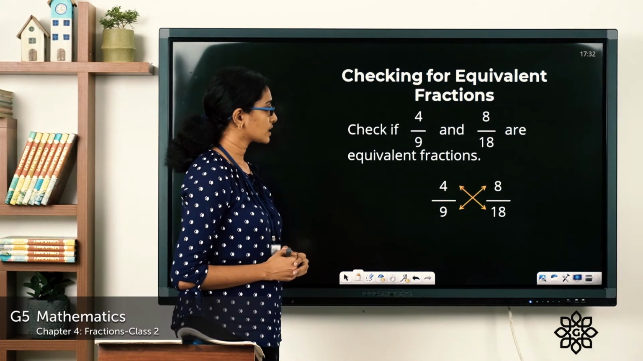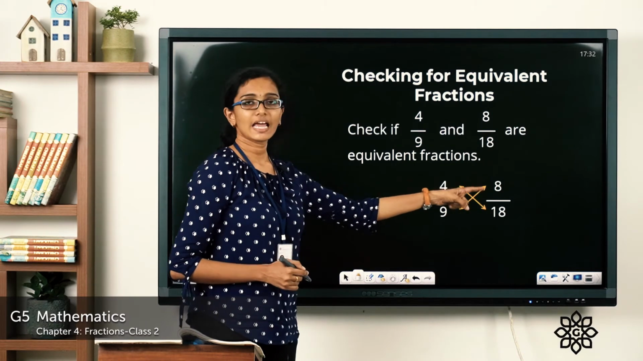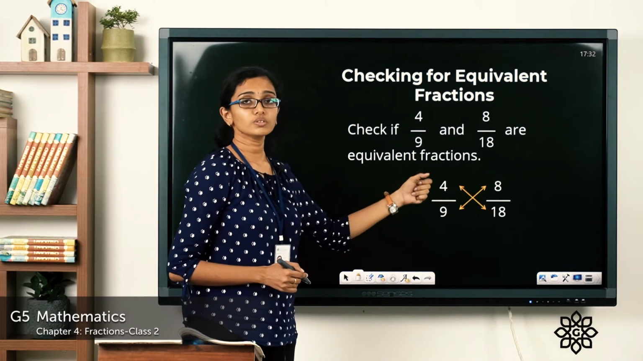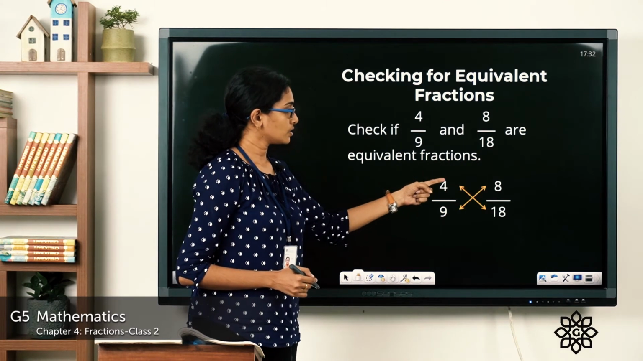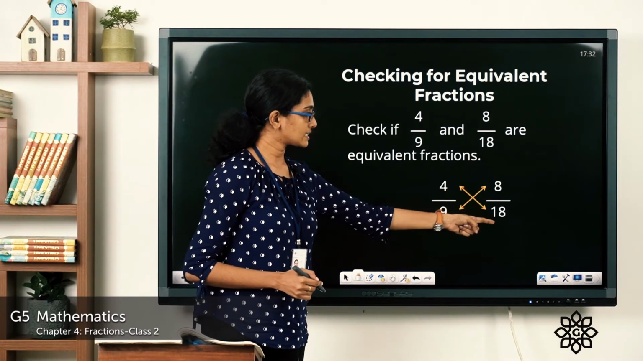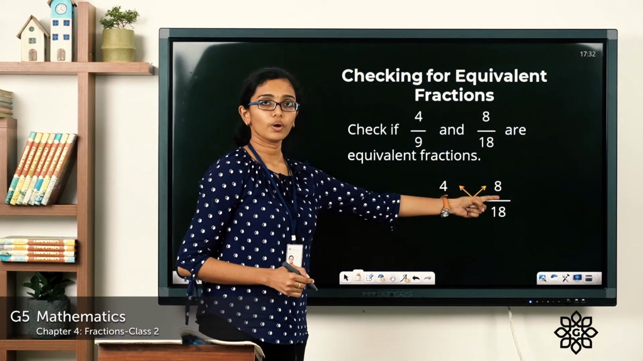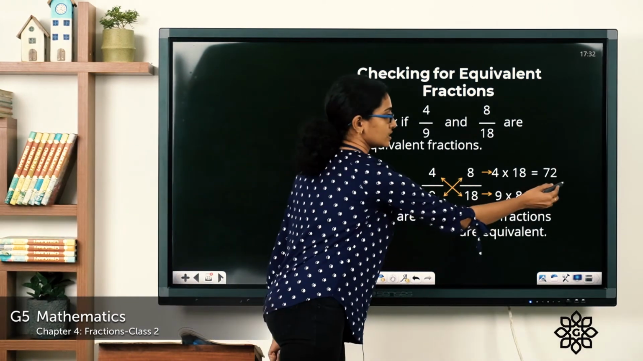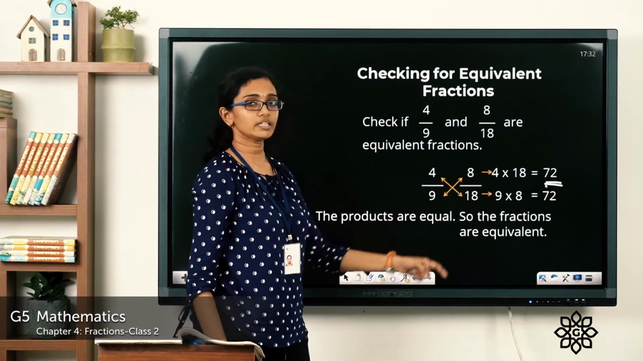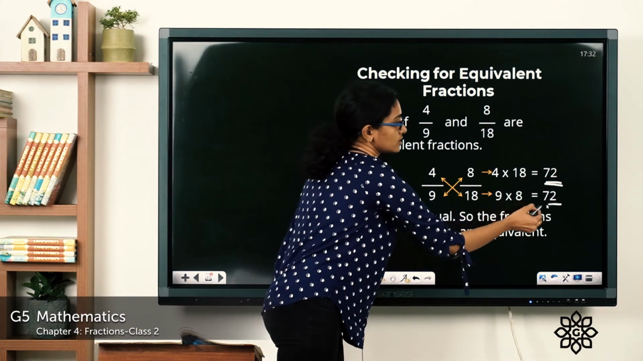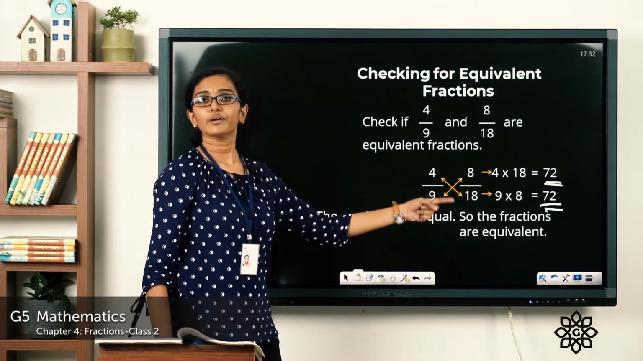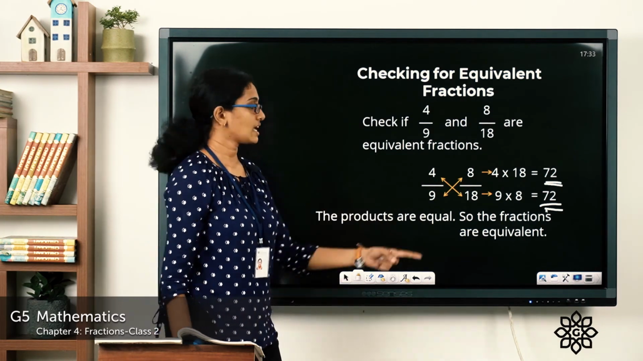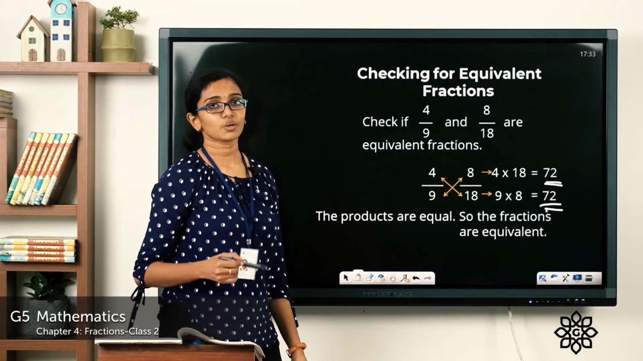See, what are the fractions given in the question? 4 by 9 and 8 by 18. How do we check if they are equivalent? We have to use cross multiplication here. So we are going to cross multiply 4 into 18 and 9 into 8. What is 4 into 18? 4 into 18 gives you 72. And what is 9 into 8, or 9 times 8? It is also 72. So we see both the products are the same. So we can say the fractions 4 by 9 and 8 by 18 are equivalent.